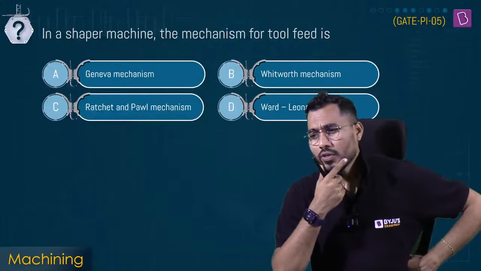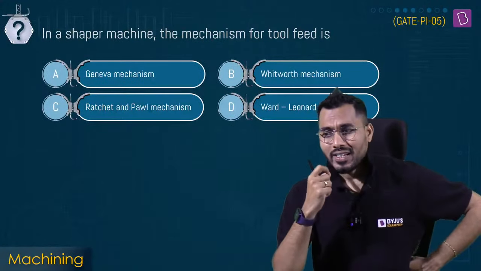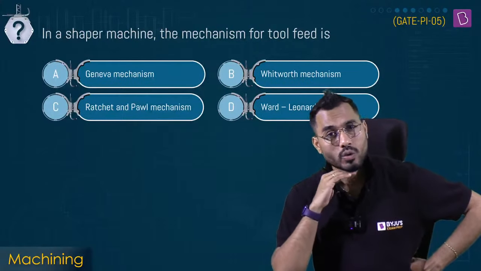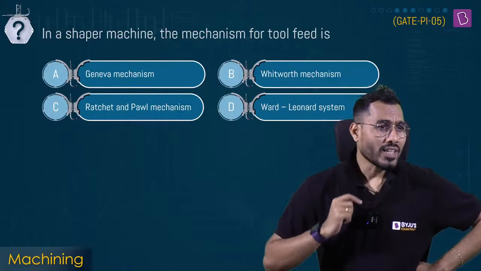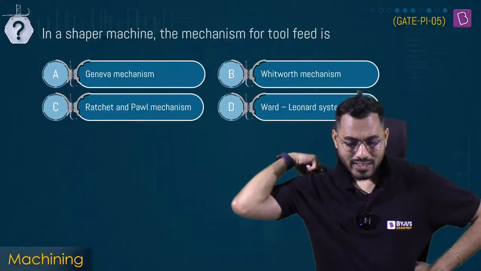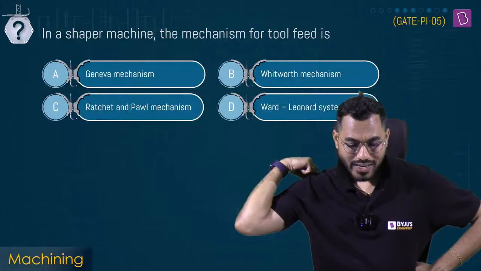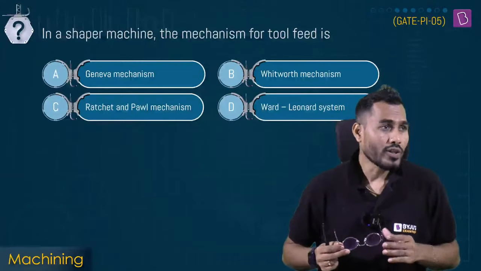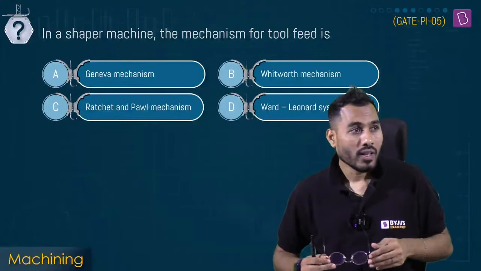In a shaper machining operation, what is the mechanism of tool feed? The tool is fed in a shaping operation. Feed is given to the tool. So which mechanism is utilized for feeding of the tool? Is it a Geneva mechanism, Whitworth mechanism, ratchet and pawl mechanism, or another mechanism?